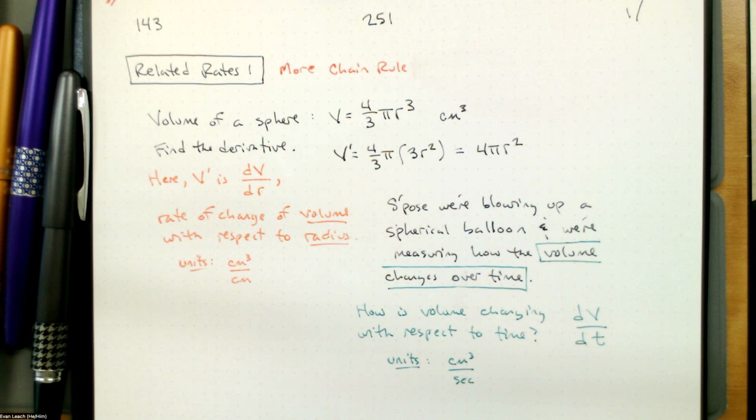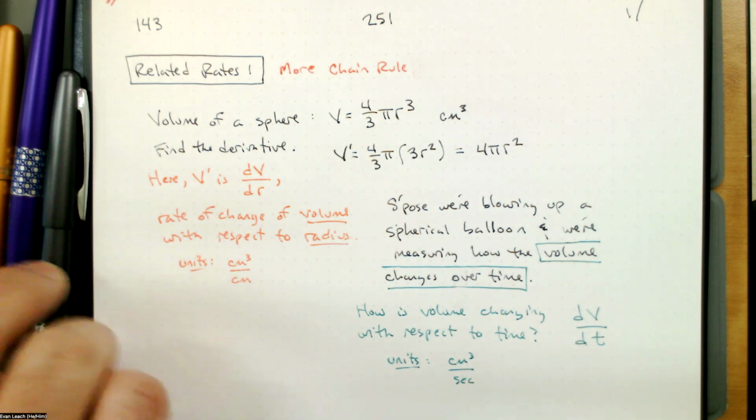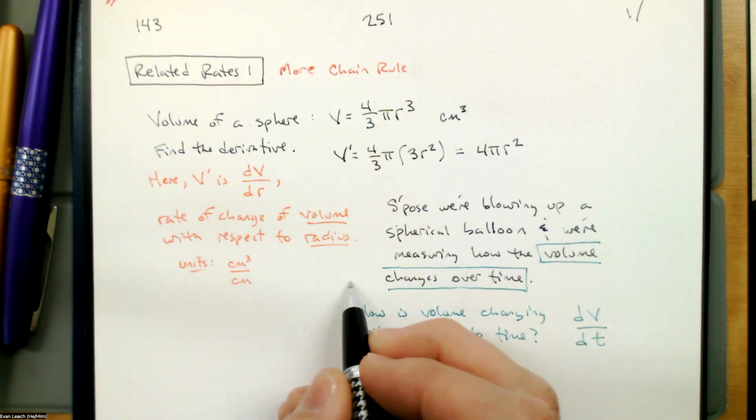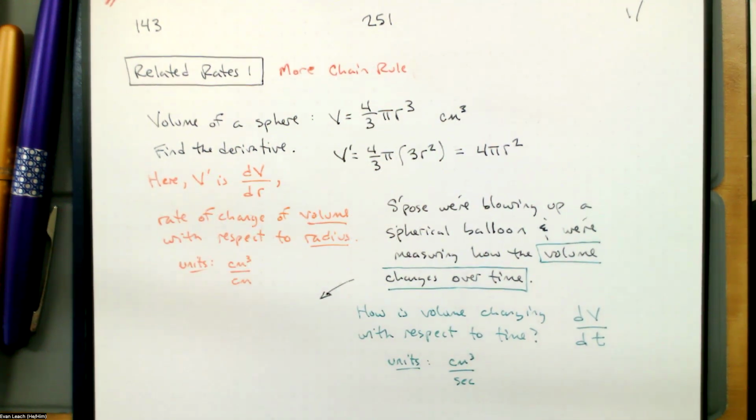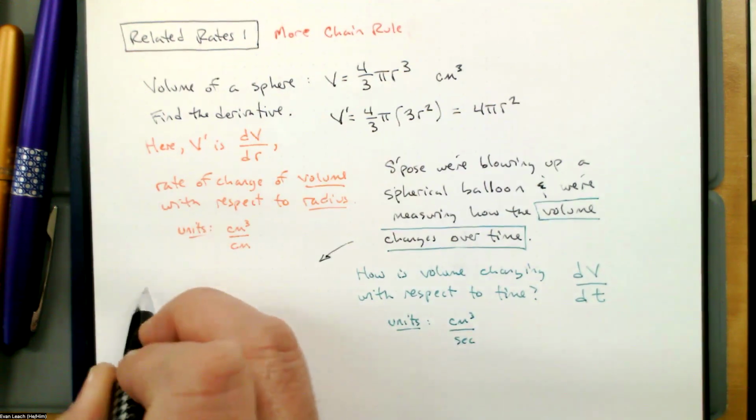So now we've changed what our denominator is. We're looking at dV/dt. Now we look at this equation, and we say, well, there is no t here. This is a volume with respect to the radius. So as we're blowing up the balloon, not only is the volume changing with respect to time, this will cause the radius to change with respect to time as well. So note that in this scenario, the radius is also going to be changing with respect to time.